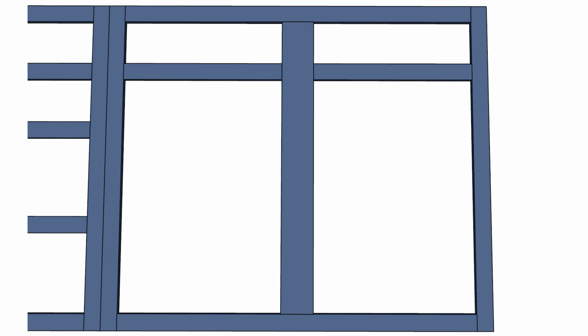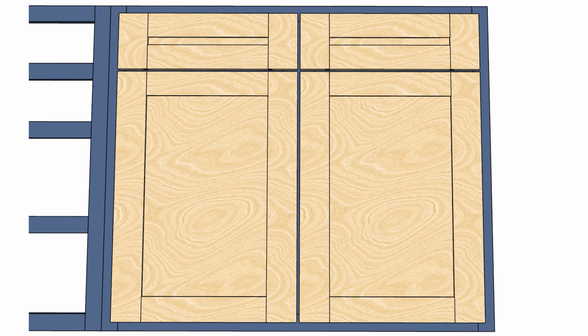Now for the door and drawer width measurements. Start with the most obvious measurement, the cabinet opening. We're going to call this one A. Next measurement is the width of the center stile between the two doors here. We'll call this measurement B. Next measurement we'll need is the intended gap between the doors here. We'll label this measurement C.